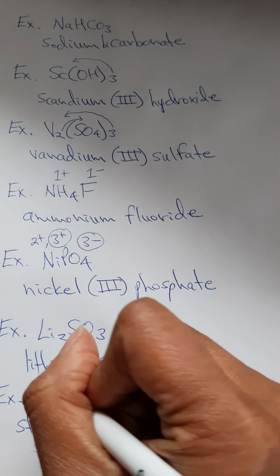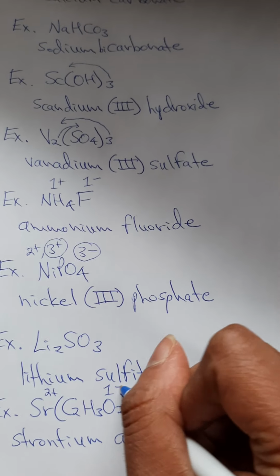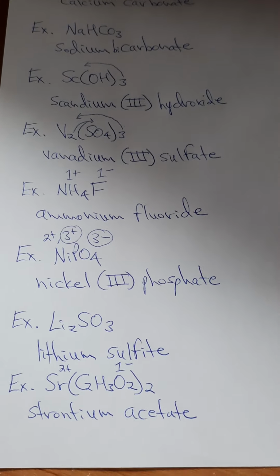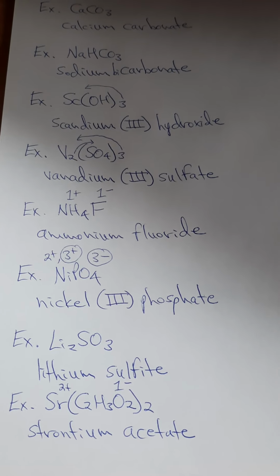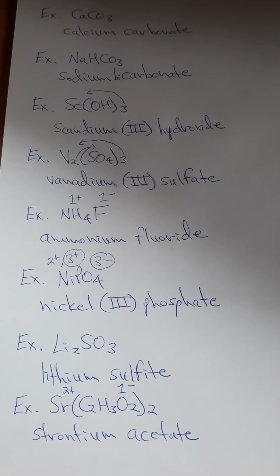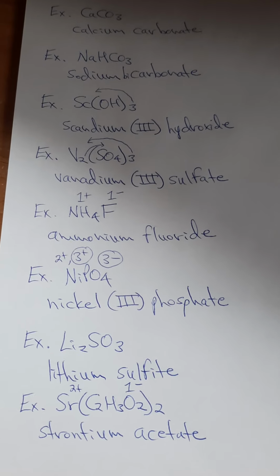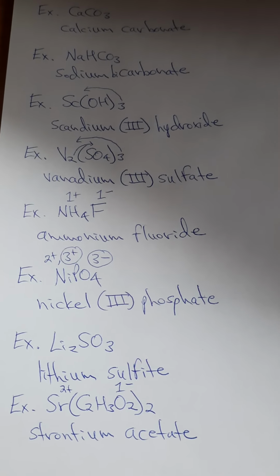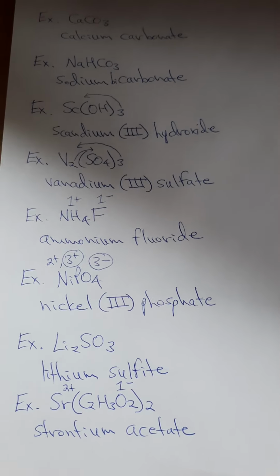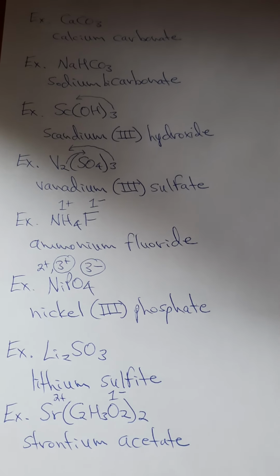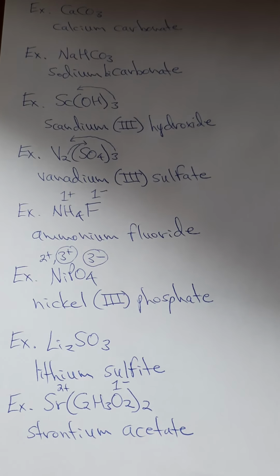Strontium has a charge of 2+. Acetate has a charge of 1-. You notice we just crossed it over to the opposite side using the crossover method, and that's where the subscripts are coming from. All right, so that looks good.